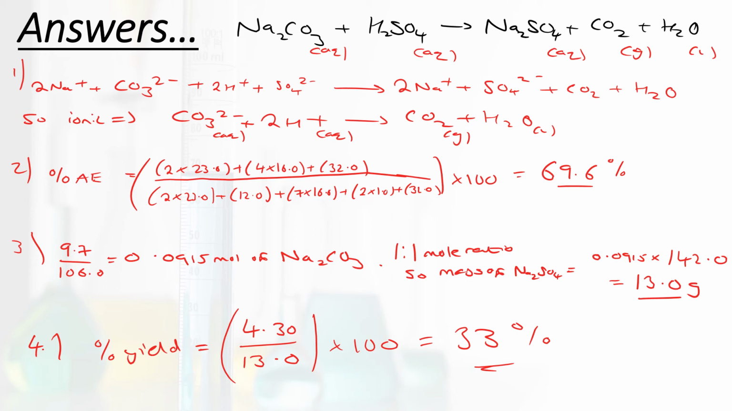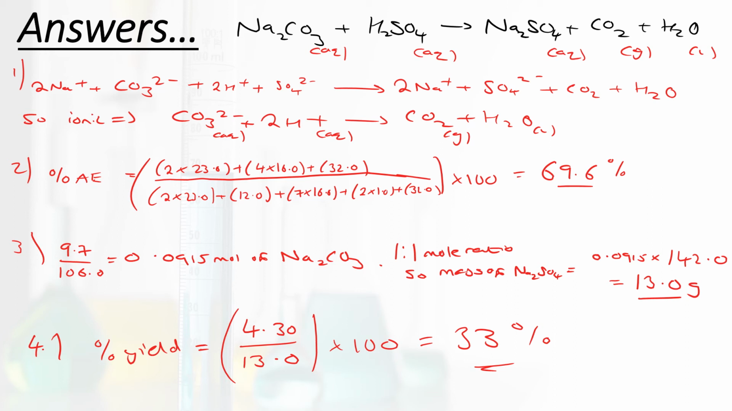And then to work out the mass, we have to do our moles times our MR. We're just rearranging the equation. Moles is mass over MR. Therefore, if we times both sides by MR, we get that mass is equal to the moles times MR. So we do 0.0915 multiplied by the MR of sodium sulfate. Again, we'll have to work this out by adding up all the atomic weights. If you do that, it's 142.0. And this gives our answer as 13.0 grams.